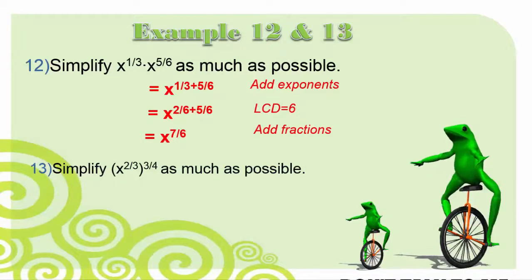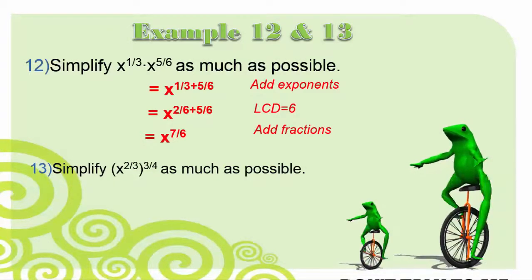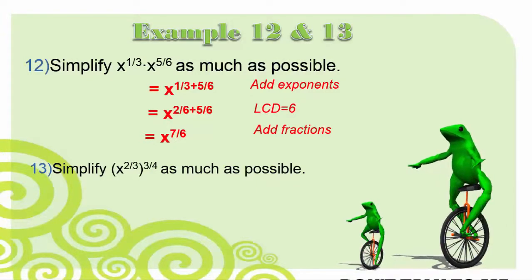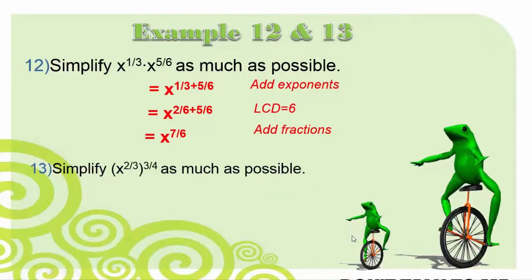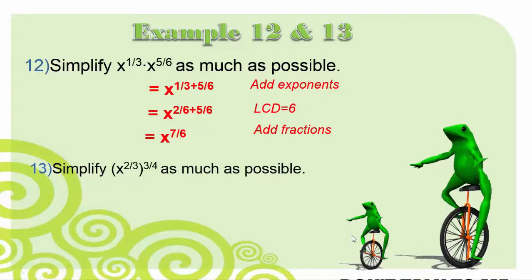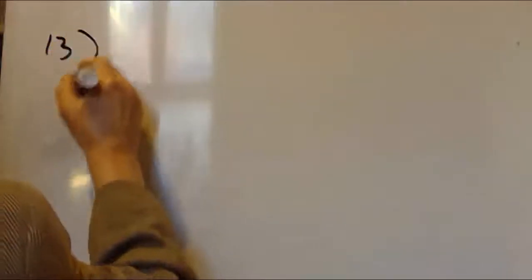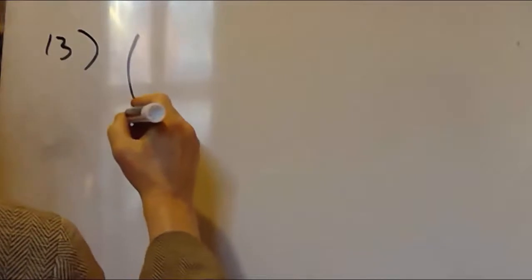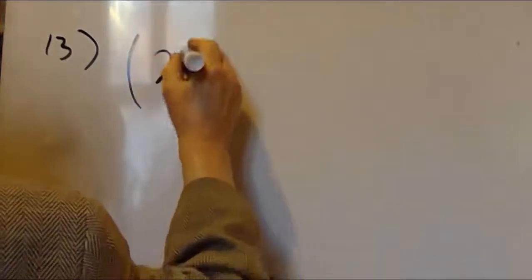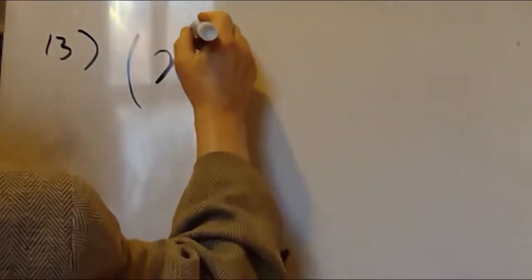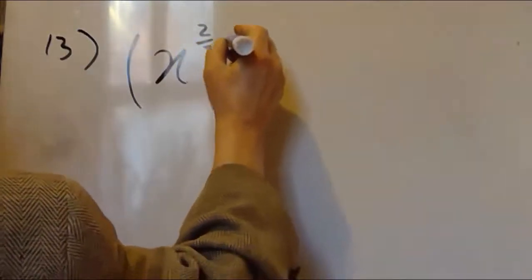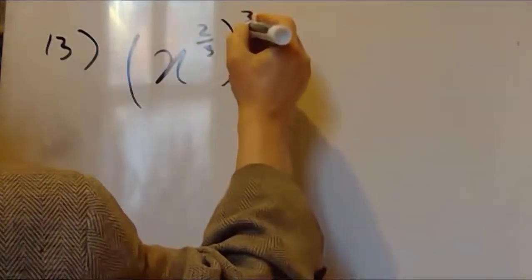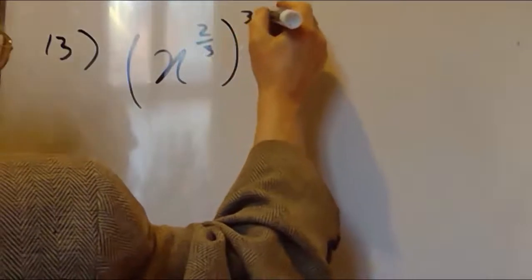In example number 13, we have x to the 2/3 raised to the power of 3/4, and we want to simplify this as much as possible. So let us go over to the whiteboard and work this one out. In number 13, we use the power rule, which is actually a little bit simpler when it comes to the arithmetic. x to the 2/3 to the power of 3/4.